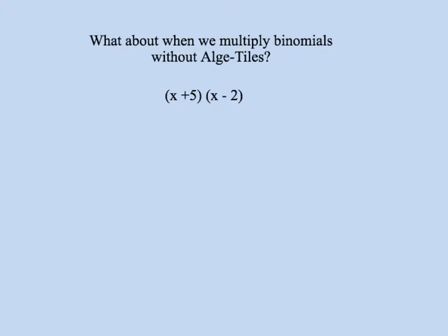When we want to multiply binomials without using algebra tiles and the area model, we are going to apply the distributive property just like when we multiplied a monomial by a polynomial. This time, however, we are going to apply the distributive property twice. Let's take a look with this example, x plus 5 multiplied by x subtract 2.